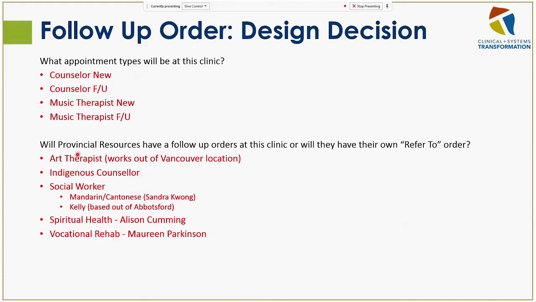So I have art therapist, Indigenous counselor, social worker, and I know she's actually considered a counselor at BC Cancer. I just had social worker written down, so this is my mistake. But Sanja Kwong and Kelly, I didn't have her last name. I'm sorry, her name is Sandy Kwong. Oh, Sandy. Okay. And she is a social worker.